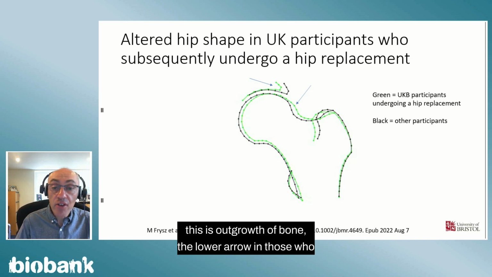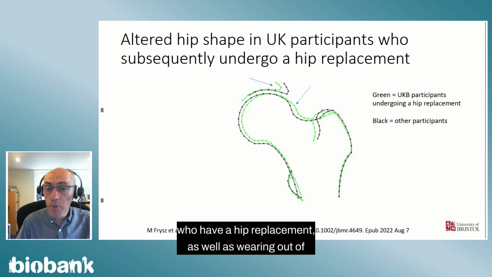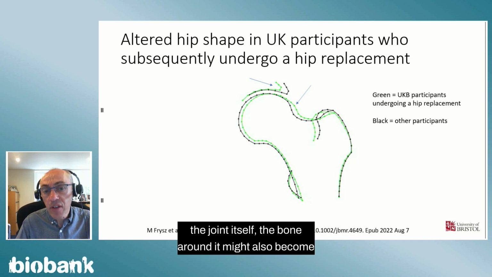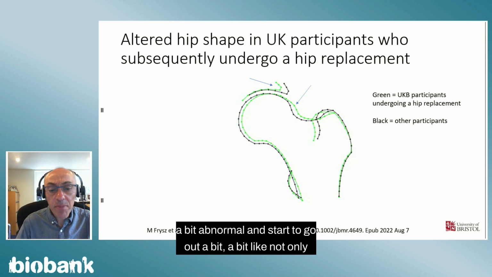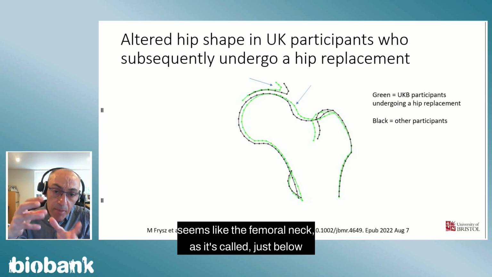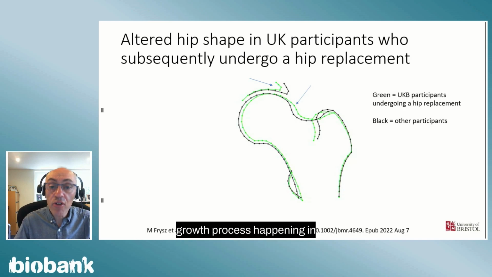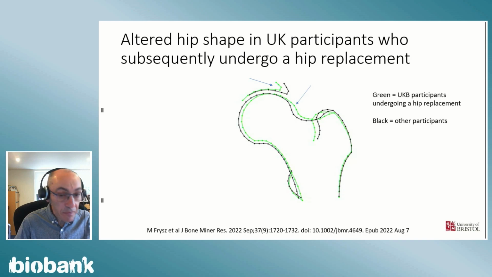The lower arrow in those who have a hip replacement possibly suggests that, as well as wearing out of the joint itself, the bone around it might also become a bit abnormal and start to grow out a bit. Not only do you get these outgrowths of bone called osteophytes, but it seems like the stem, the femoral neck, as it's called, just below the head, also starts to expand as part of this abnormal bone growth process happening in osteoarthritis.